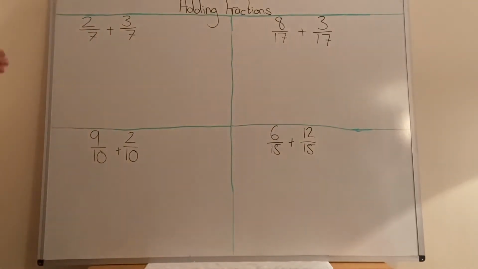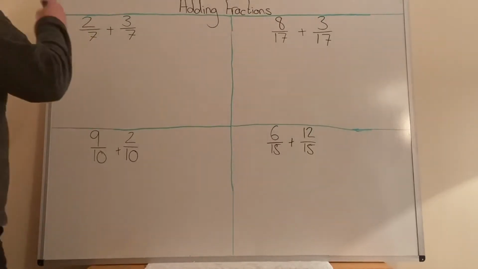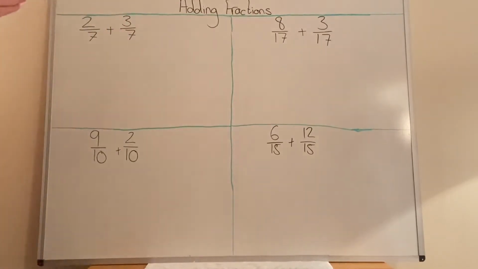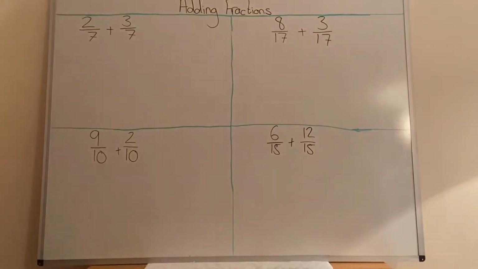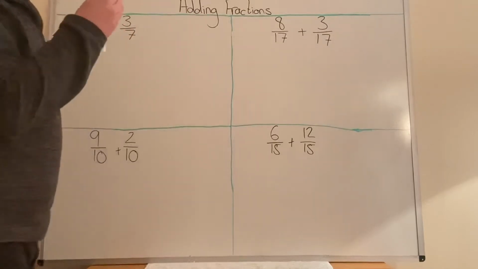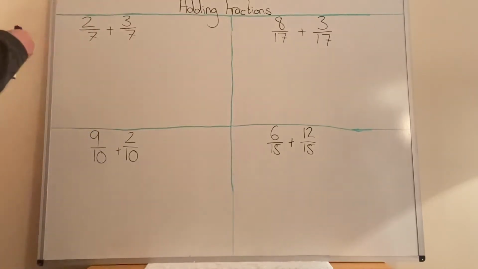Now, when we're adding fractions, the denominators have to be exactly the same. If you remember back to ordering fractions, we had that same issue as well, where the denominators were different. We had to adjust them to make sure the denominators were the same. With these ones, obviously, the denominators are the same, so we don't have that problem, but we will look at that in the next lesson.